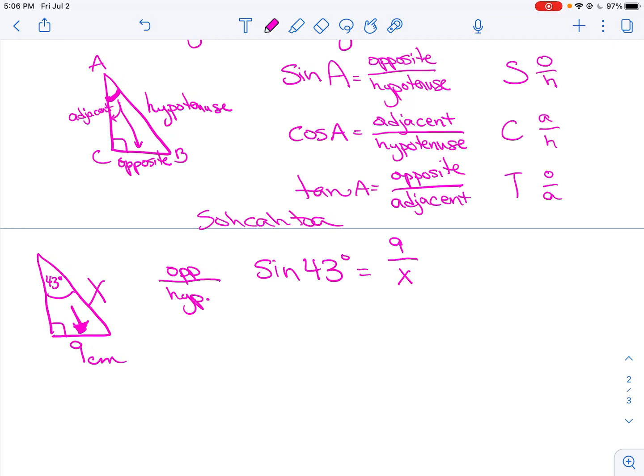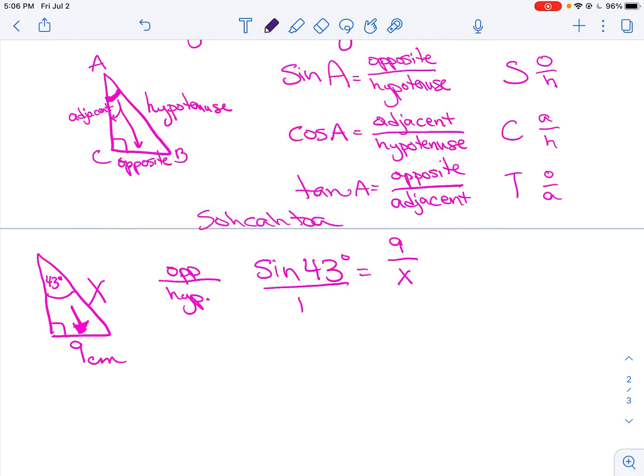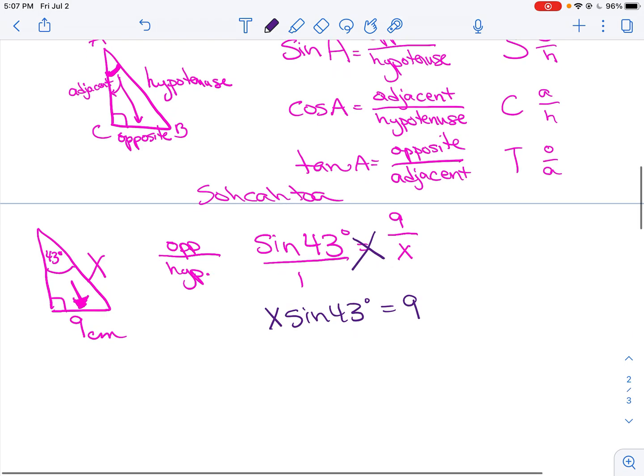Okay, so now we need to solve that. That means we need to get the x all by itself. We're going to put that over 1. I'm going to change the color for a second and show that we are going to cross multiply. We're going to put x out in front of the sine 43. That automatically tells you that it's multiplication when it's written like this. And then 9 times 1, which is 9.